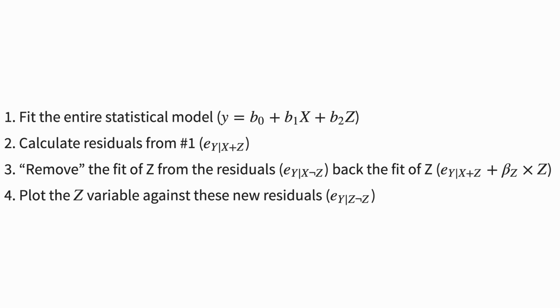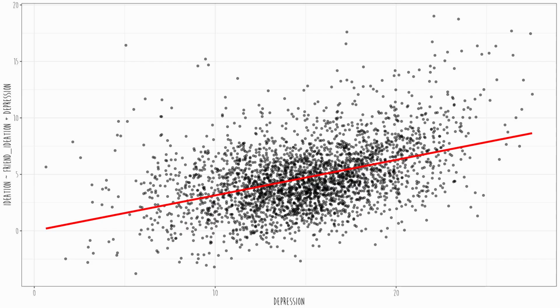And so it's only removing the effects of x, but not z. And then we can plot z against these new residuals. And the very cool thing about this is it becomes a very exact, very precise visual representation of exactly what a regression model is doing. In this plot, it shows the line from the partial residual plot overlaid on the actual regression line.